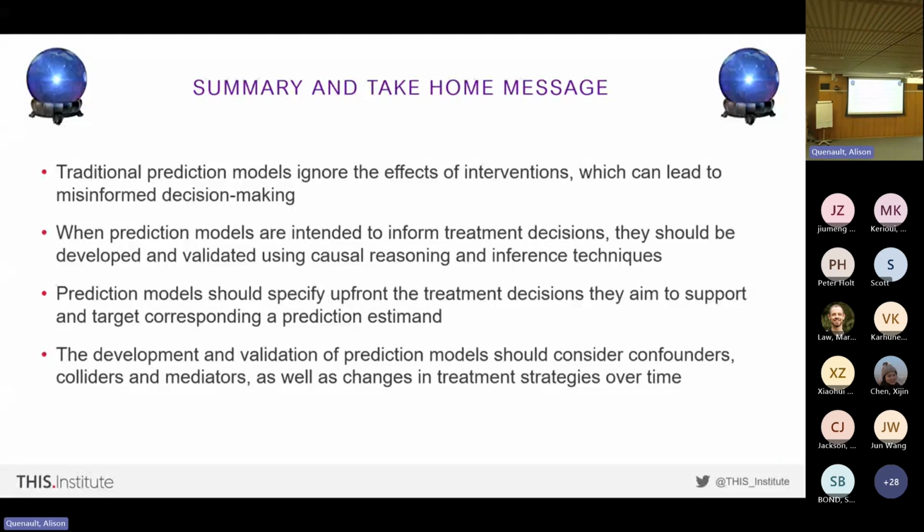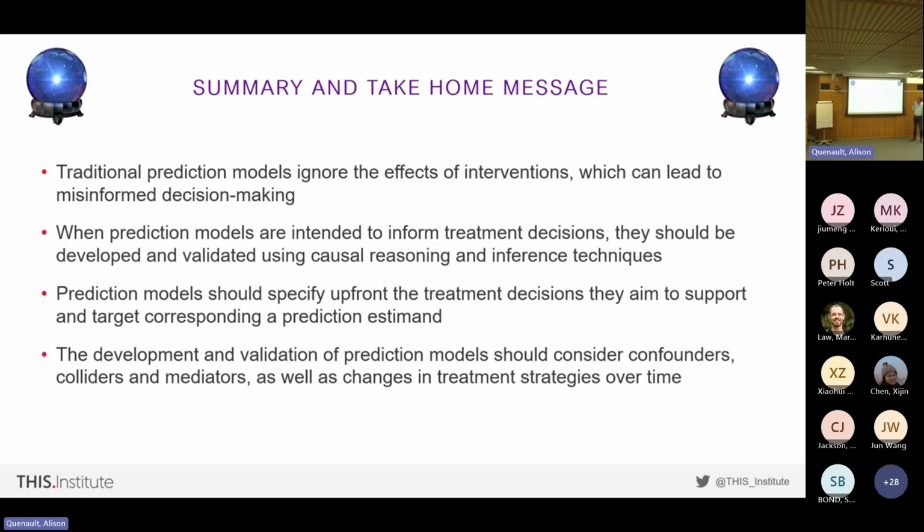That's it. So just to summarize what we discussed. Traditional prediction models ignore the effects of interventions, and I think that can lead to misinformed decision making. We've seen a number of examples of that. When prediction models are intended to inform treatment decisions, they're not always meant to do that, but when they are, I think they should be developed and validated using causal reasoning and inference strategies.